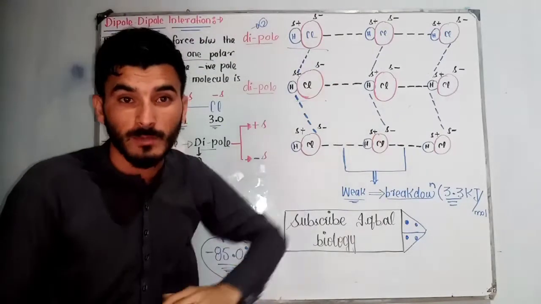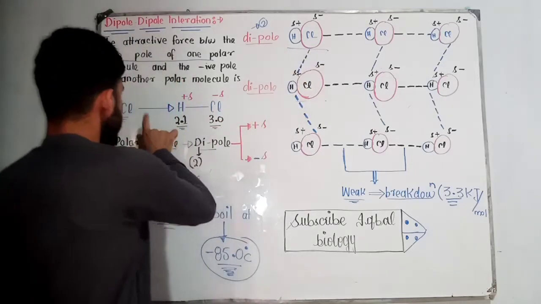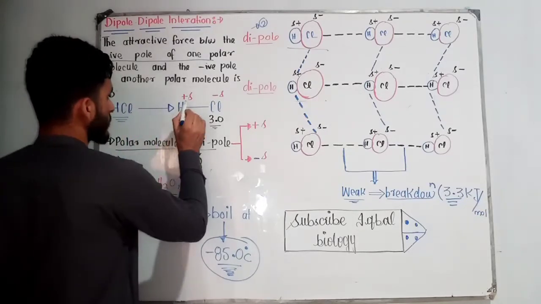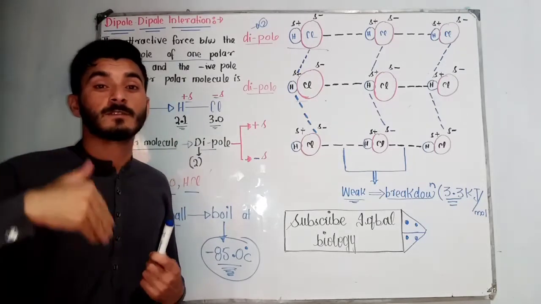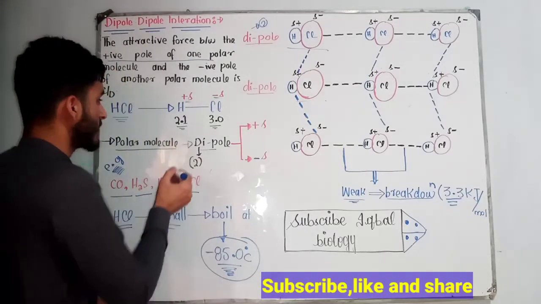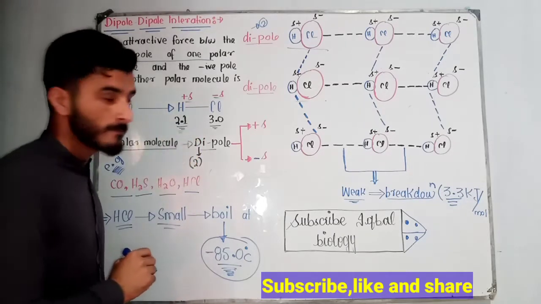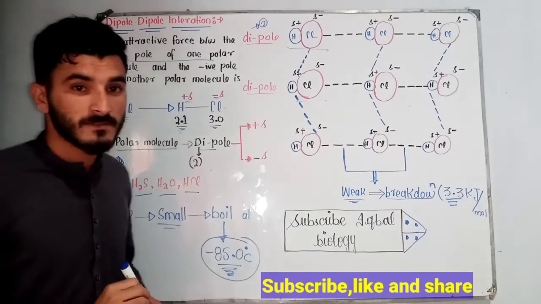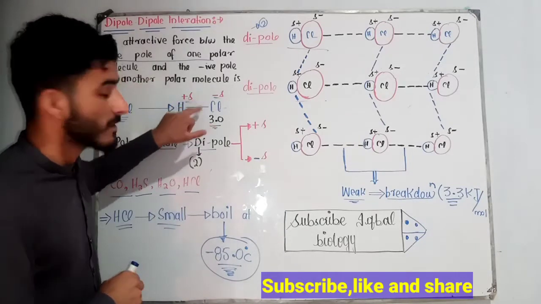So if we see the structure of HCl, it contains two different poles. One is the partial positive pole and one is the partial negative pole. Now the question arises: why are different poles formed? It is just due to the difference in electronegativity. As we know very well, the electronegativity of hydrogen is 2.1 while the electronegativity of chlorine is 3.0. So due to the difference in their electronegativity, different poles are formed.